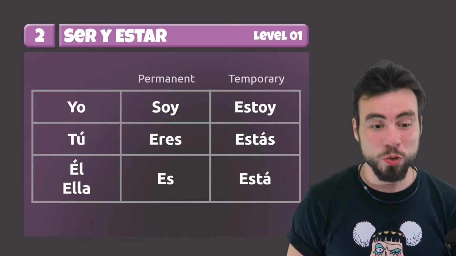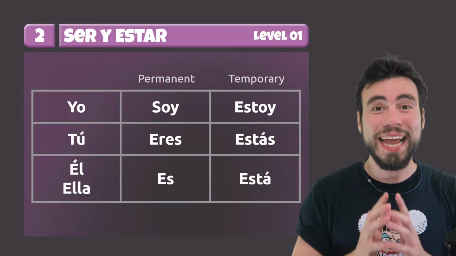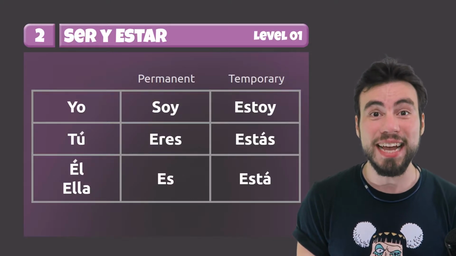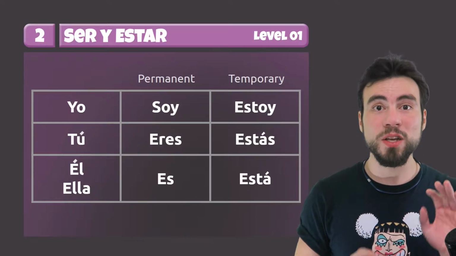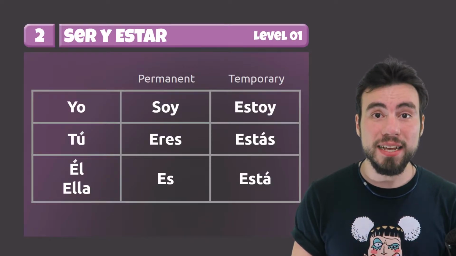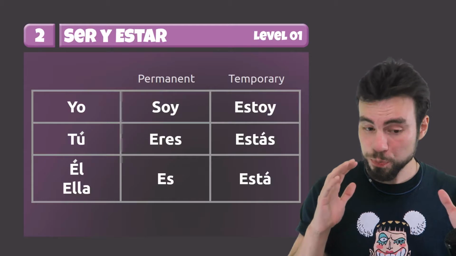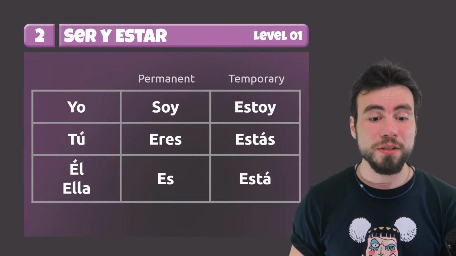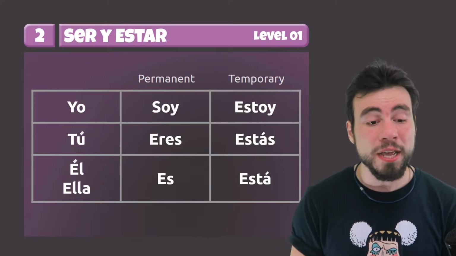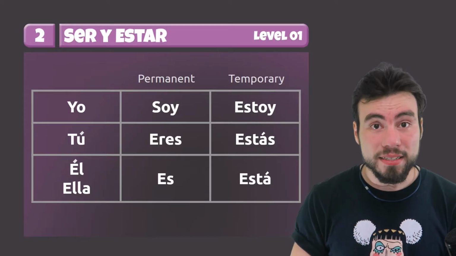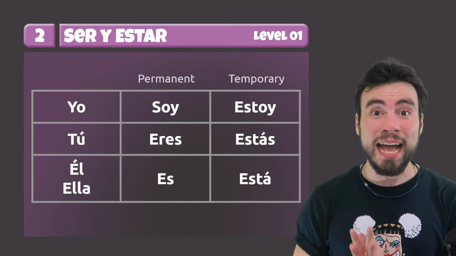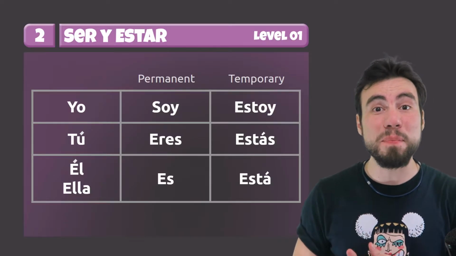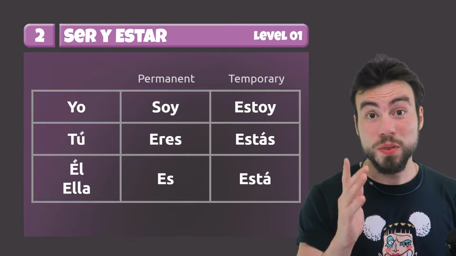Anyway, let's continue. Tú, for the permanent, is eres, eres. And for temporary descriptions is estás, estás. All right? So, tú eres, tú estás. And then we have él y ella, which is he and she in Spanish. And actually both of them use the same verb, so you don't have to remember two separate verbs. That's good. Él y ella use es for permanent things and está for temporary things. So for example, she is sick would be está enferma. Está enferma.